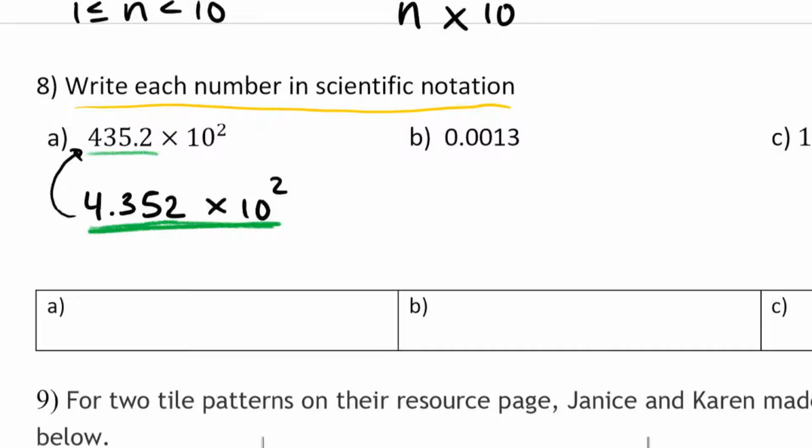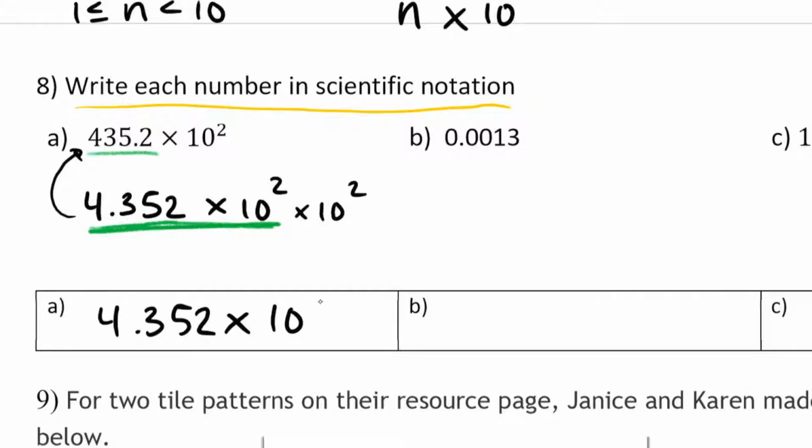435.2 is the same as 4.352 times 10 to the second. Now I need to multiply by 2 more additional factors of 10, so I'm going to go times 10 squared. At this point, we just need to clean this up because I can see how many factors of 10 I need. There has to be 4 of them. So I'm just going to say that my answer is 4.352 times 2 factors of 10 times 2 more factors of 10, which is 4 factors of 10.